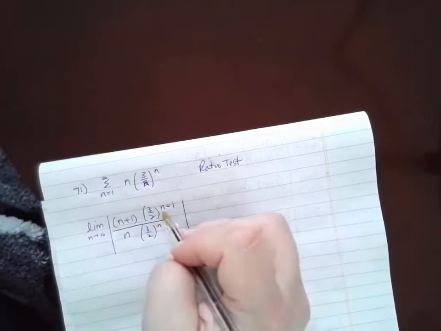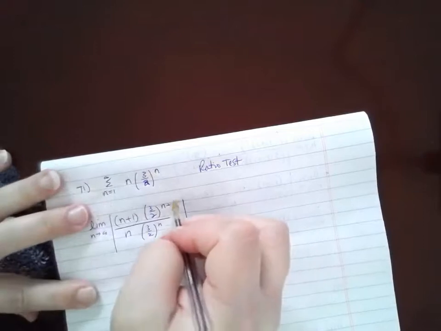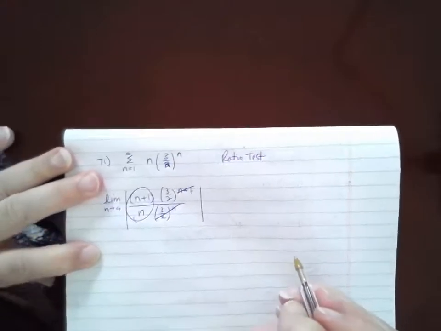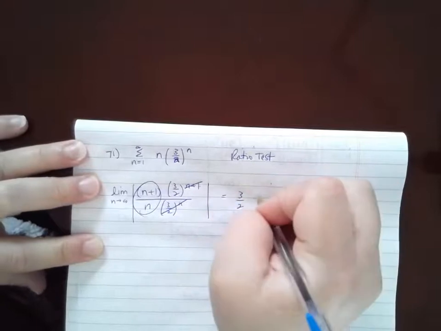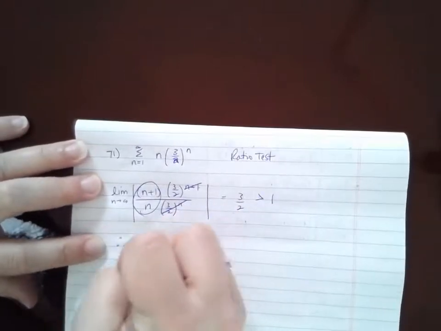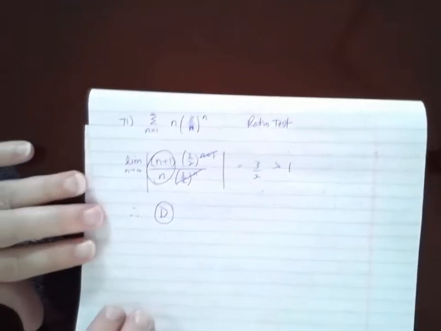3 halves to the n plus 1 and 3 halves to the n just differ by a factor of 3 halves. And the limit as n approaches infinity of n plus 1 over n is 1. This comes out to 3 halves. That unfortunately is greater than 1, which according to the ratio test is a divergent series. If it was equal to 1, then we would say that it was inconclusive.